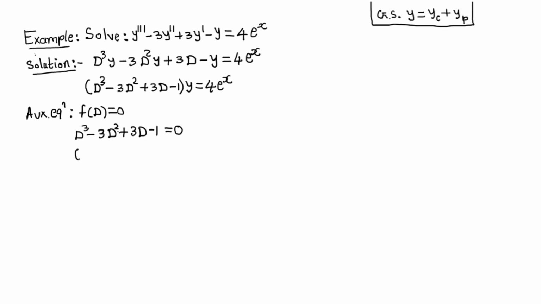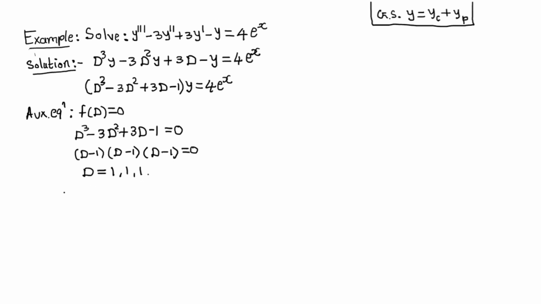The factors of this will be d minus 1, d minus 1 and d minus 1, because this is nothing but the expansion of d minus 1 the whole cube. So the factors are d minus 1, d minus 1, d minus 1. Using this we have the roots as 1, 1 and 1. Now observe, I have three real roots for the auxiliary equation f of d equals 0, and the roots are repeated. Roots are real and repeated.